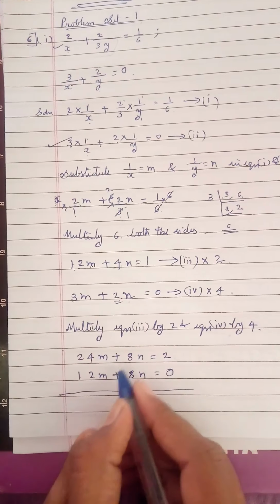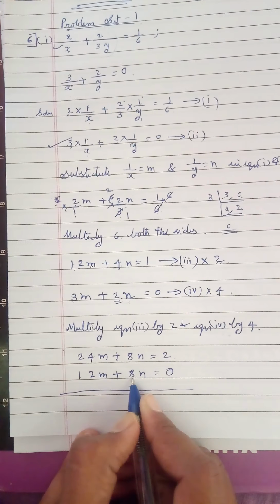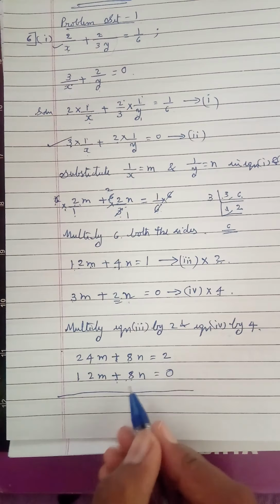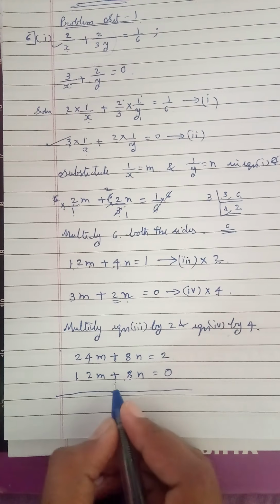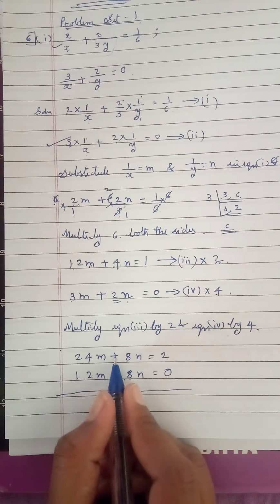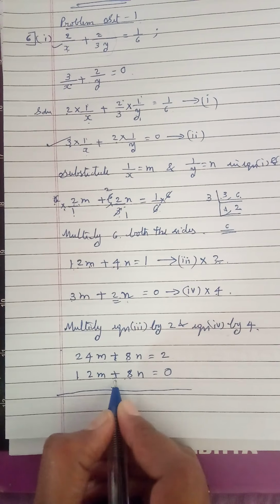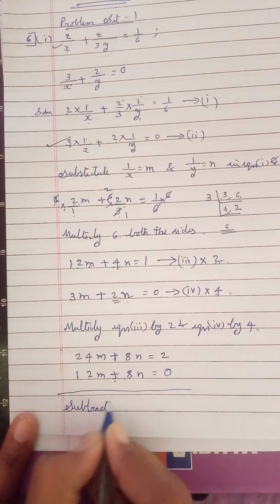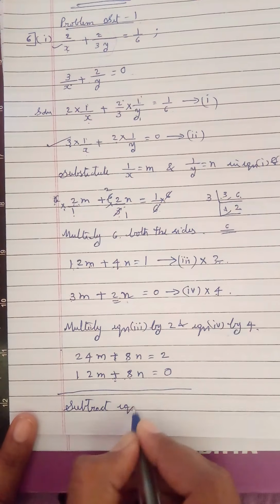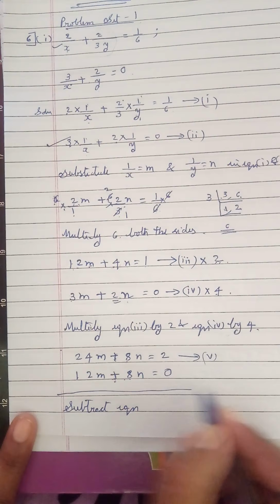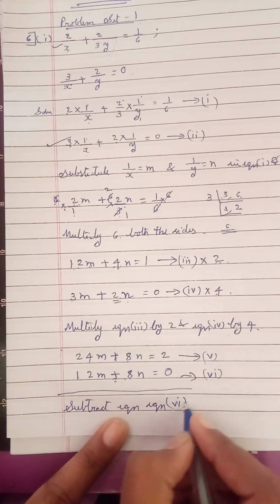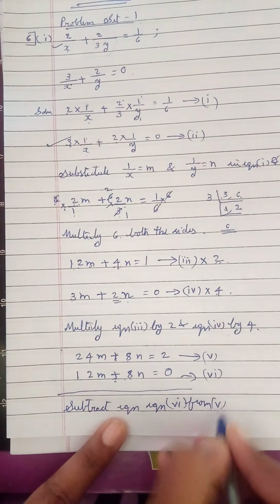Now how to solve this? Here both the coefficients are same, but both the signs are same. So what to do? 8 plus 8, 16 it becomes, but we want to cancel this. So to cancel this, one should be negative. One sign should be positive, another is negative. So what to do? If both the signs are same, we know, subtract. Subtract equation, this is 5, this is 6. Equation 6 from 5. So what happens here?